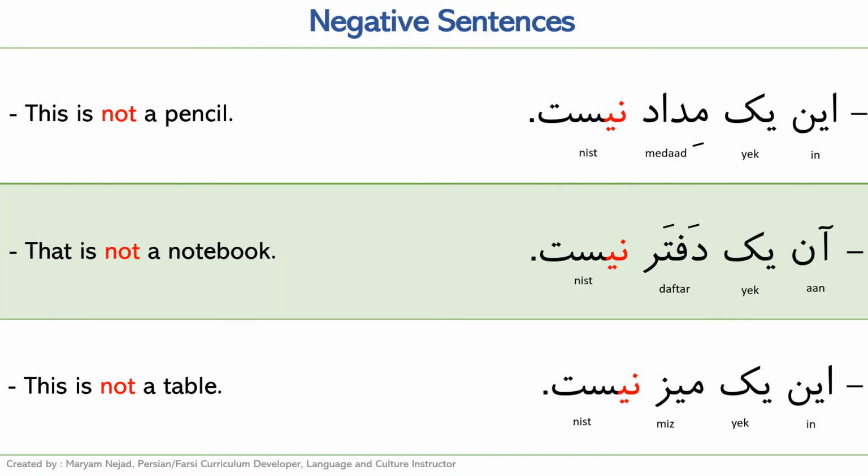Now let's also take a look at the negative version of these examples that we did. These are the same examples, but just in negative. So the first one, این یک مداد نیست. آن یک دفتر نیست. این یک میز نیست.